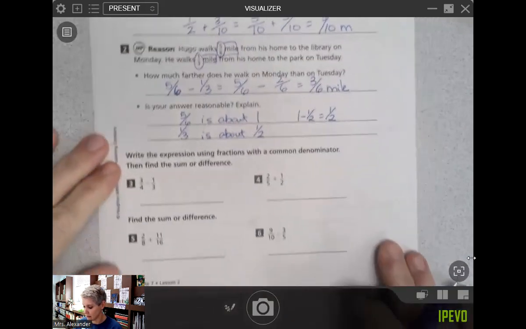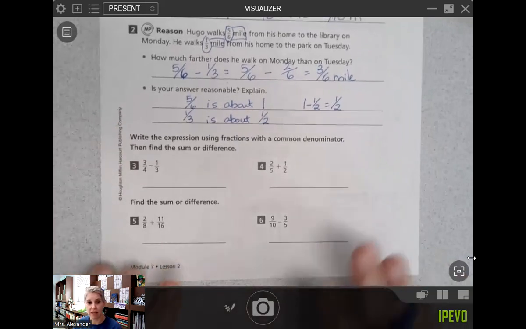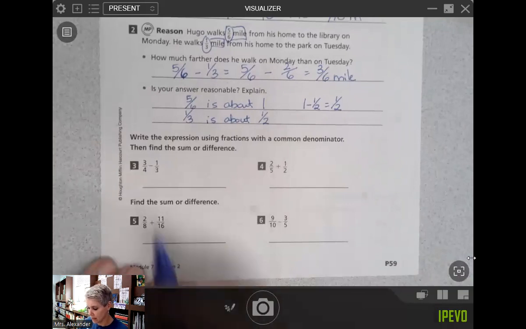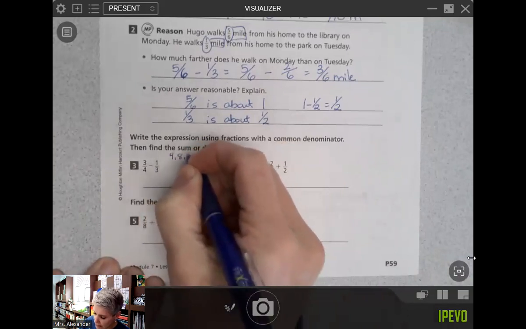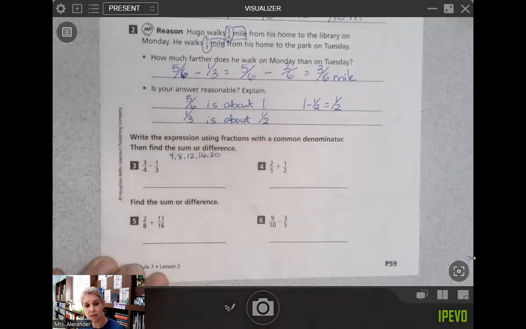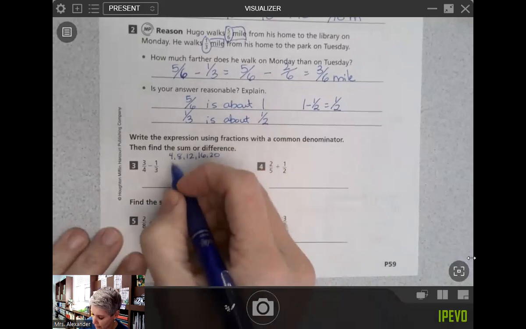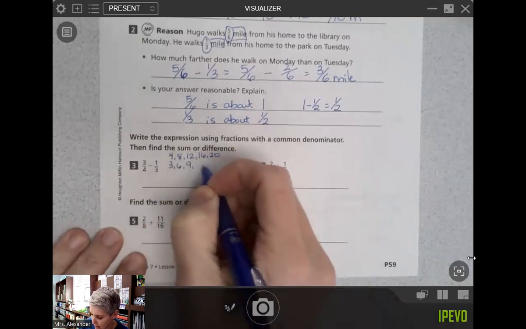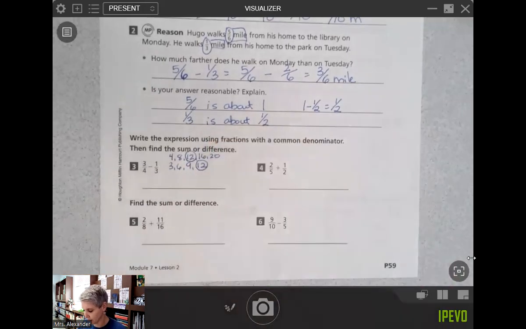All right. Write the expression using fractions with a common denominator, then find the sum or difference. We have 3/4 minus 1/3. I'm going to list some multiples: 4, 8, 12, 16, 20. And the reason I'm doing this, do you know why? 4 and 3, they're not multiples of each other. They don't share that. So 3, 6, 9, 12. I'm going to stop right there.